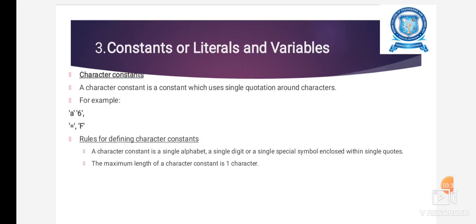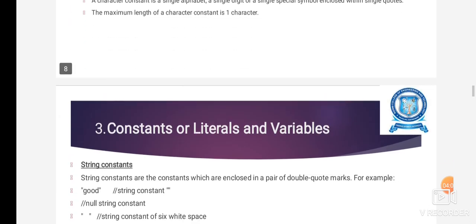A character constant is a constant which uses single quotation marks around the character. So this is the example of character constants. Here we are using the characters A, number 6, and the symbol equals. These characters are enclosed in single quotation marks. The rule for character constants is that a character constant is an alphabet, a single digit, a single space, or a special symbol enclosed within single quotes. The maximum length of a character constant is one character.